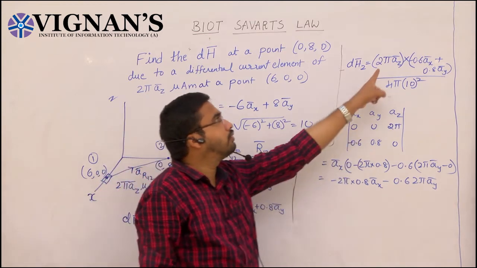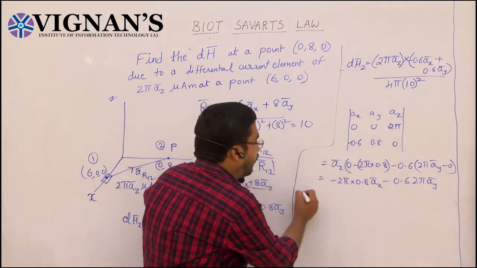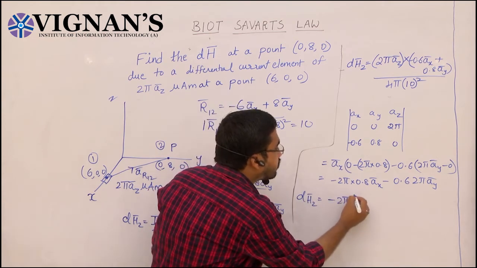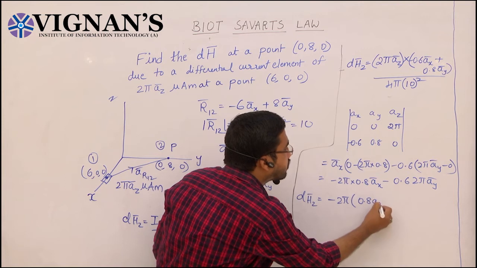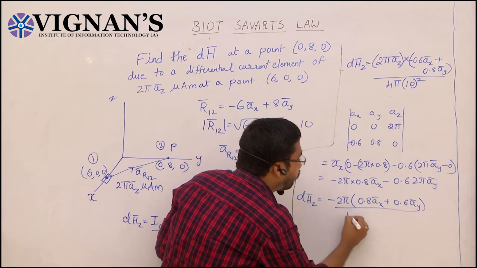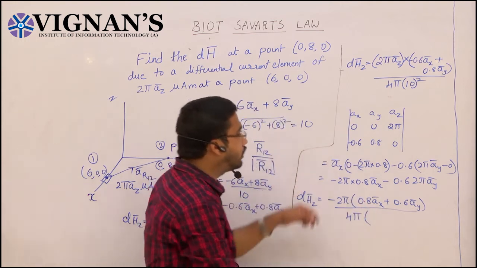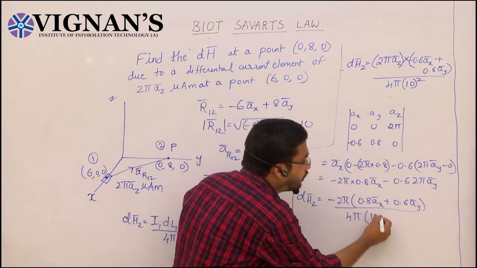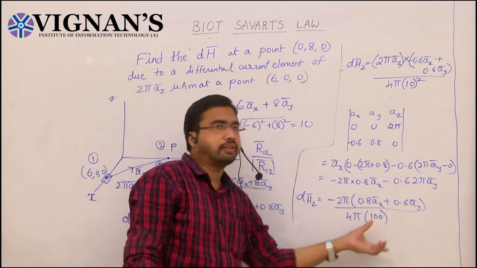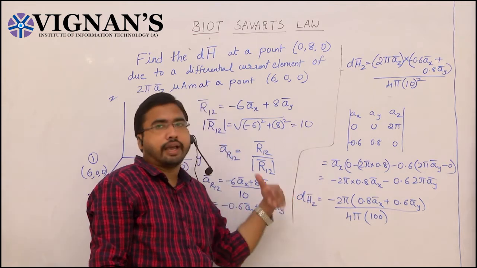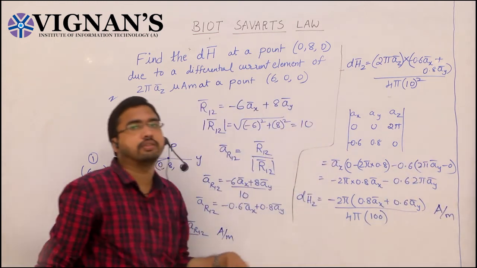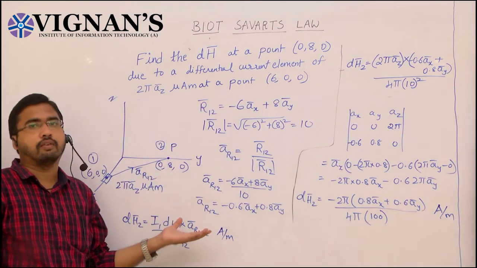Now if you substitute this value here, dH2 is equal to minus 2 pi, you take it as common, 0.8 Ax plus 0.6 Ay by 4 pi. What is R12? That is square. If you do the square, then it will become 100. You can solve this value and you can get the magnitude as well as direction for magnetic field intensity in terms of amperes per meter. This is one problem based on Biot-Savart's law.